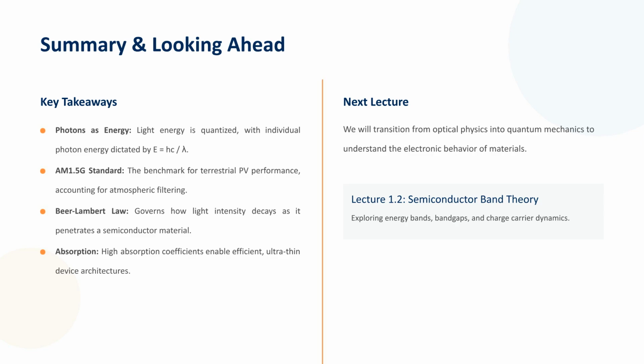To summarize, our solar resource is a quantized photon flux, filtered by the Earth's atmosphere to the AM 1.5G standard and exponentially absorbed based on a material's complex optical constants. We have established how light enters the material. In our next lecture, we will transition into solid-state physics to understand exactly what happens to the electrons waiting inside, as we explore semiconductor band theory.